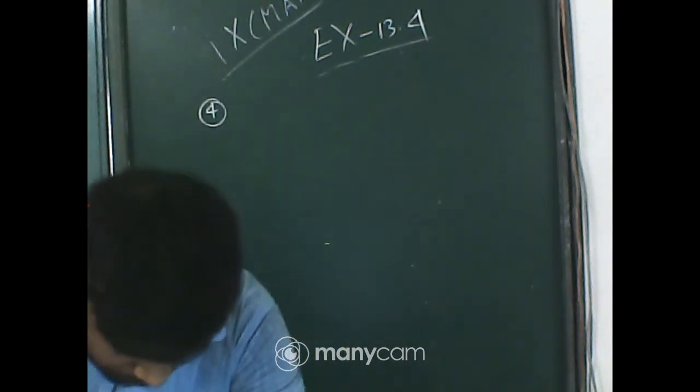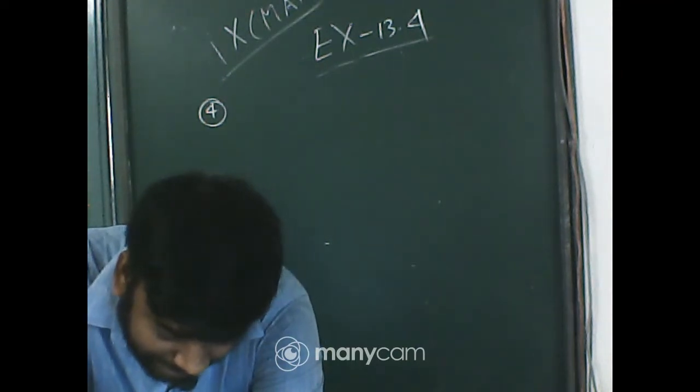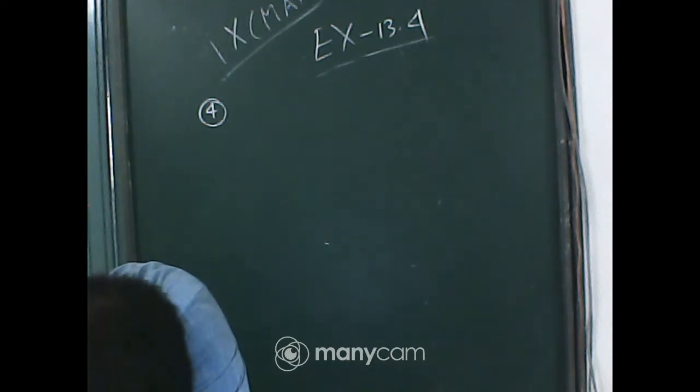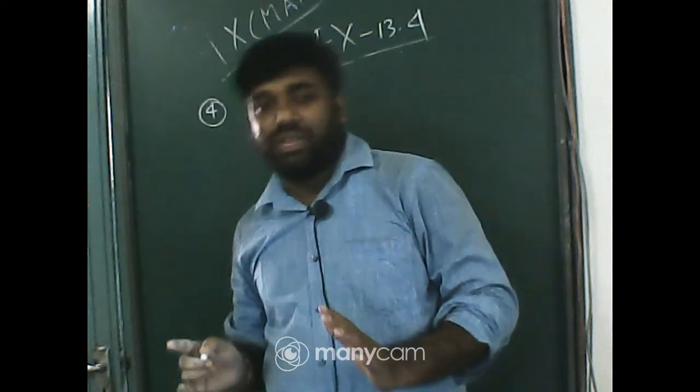The radius of a spherical balloon increases from 7 centimeter to 14 centimeter as air is being pumped into it. Find the ratio of surface area of the balloon in the two cases. First of all, students, you can find out the surface area.